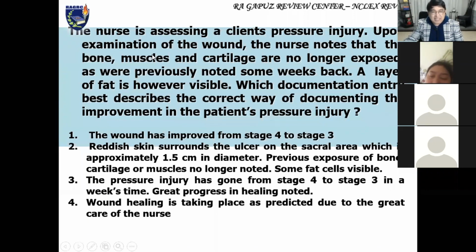Okay, so let's analyze the options. The wound has improved from stage 4 to stage 3. This is a too general statement.